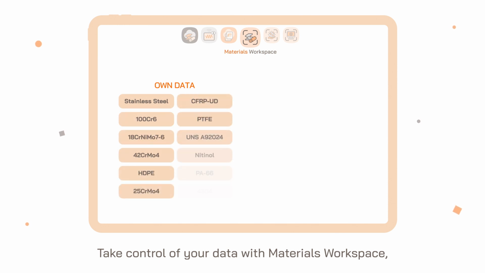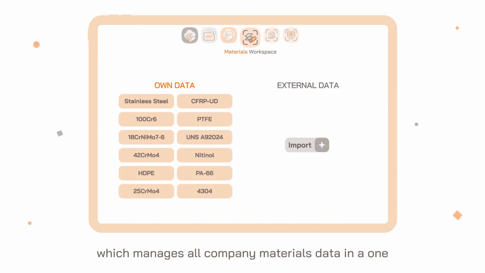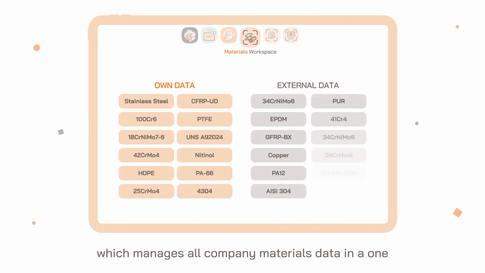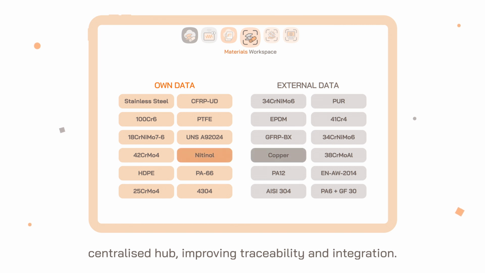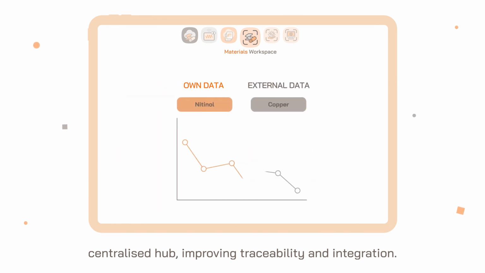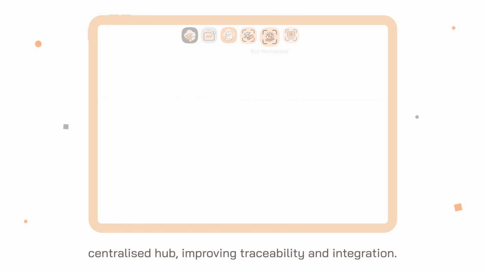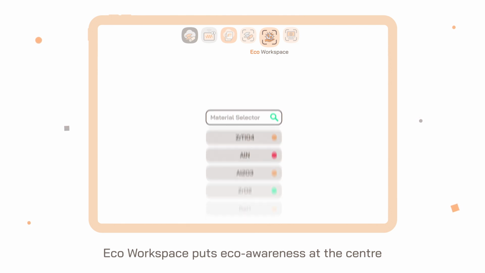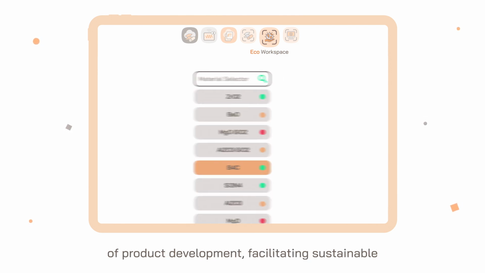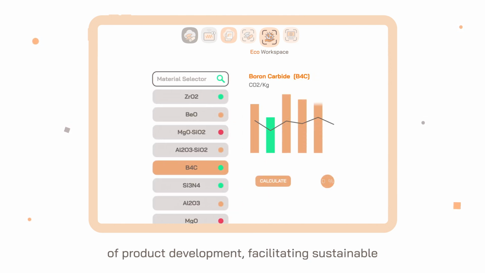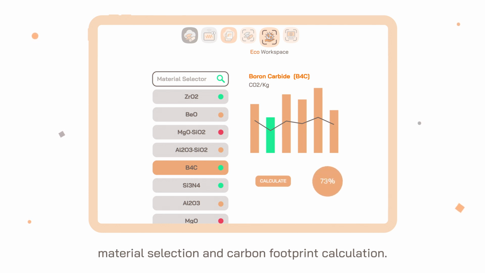Take control of your data with Materials Workspace, which manages all company materials data in one centralized hub, improving traceability and integration. Eco Workspace puts eco awareness at the center of product development, facilitating sustainable material selection and carbon footprint calculation.